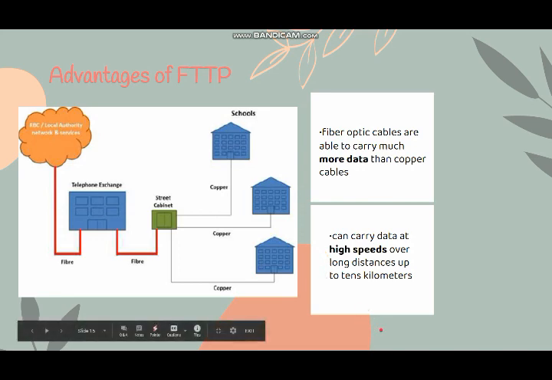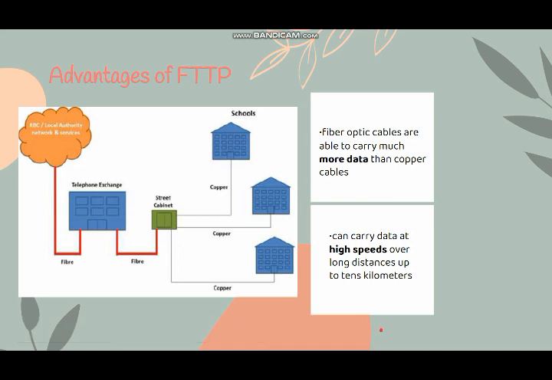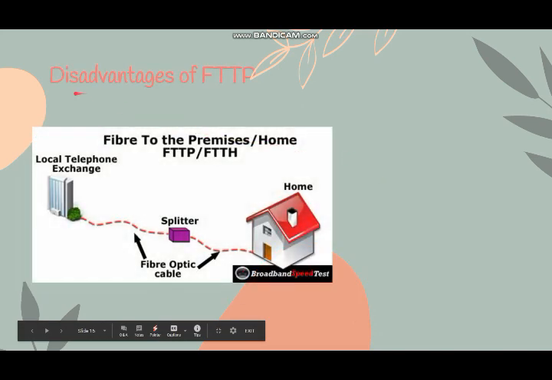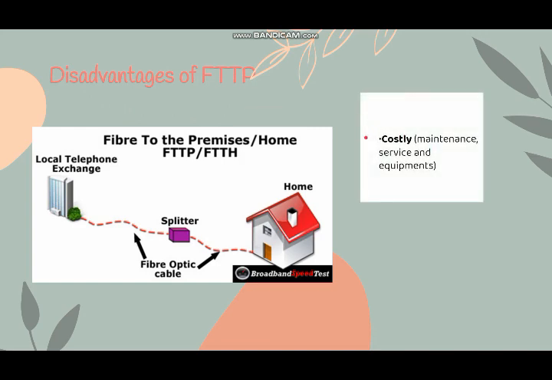But how about the disadvantages of FTTP? So, because it uses fiber optic cable, therefore the cost is higher in terms of maintenance, service, and equipment. And it is also fragile because it uses glass to produce signals.